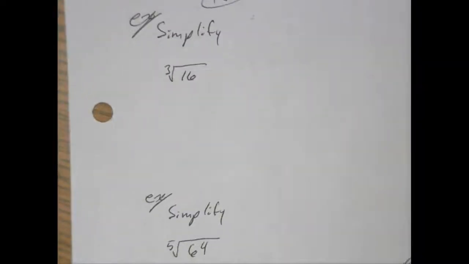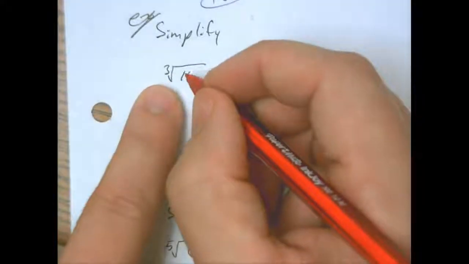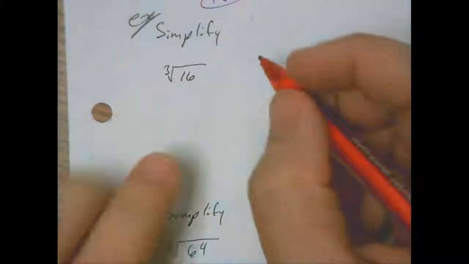This little 3 on the outside, tiny 3 on the outside, that means doing the cube root. It's okay, don't worry, it's fine. It'll be okay.